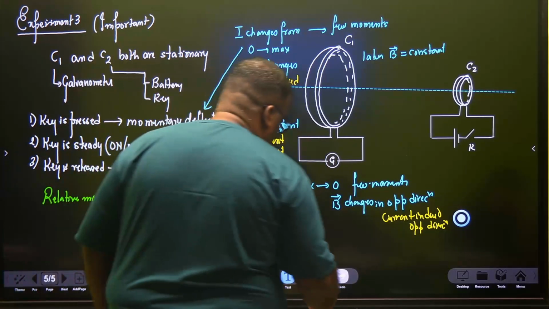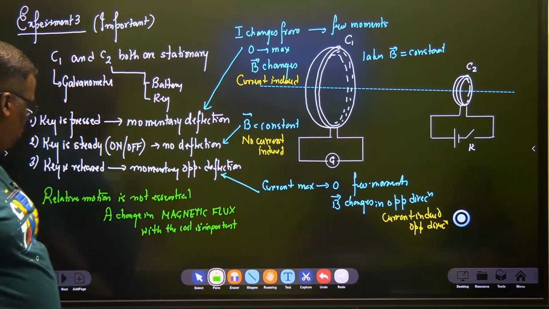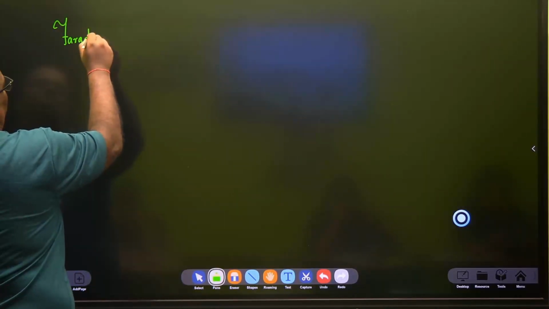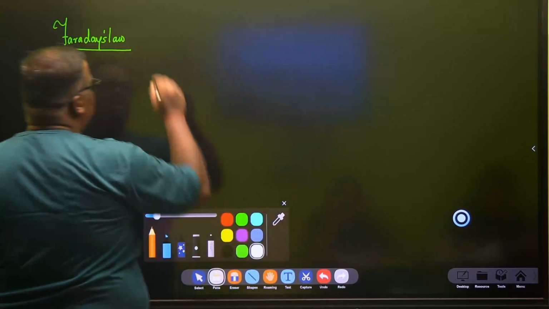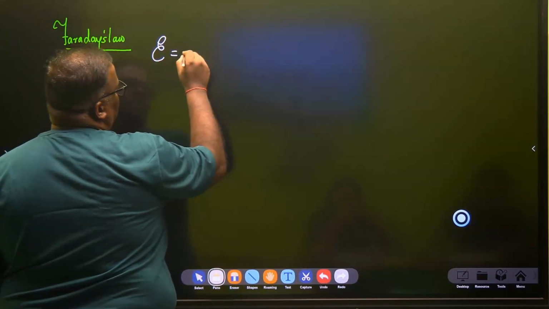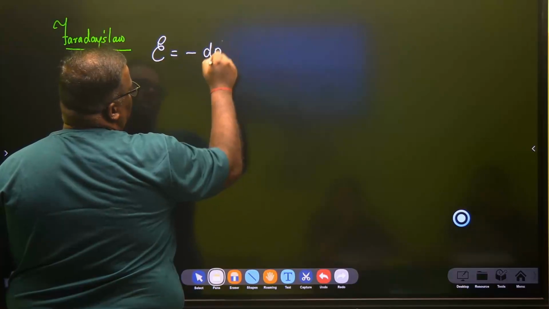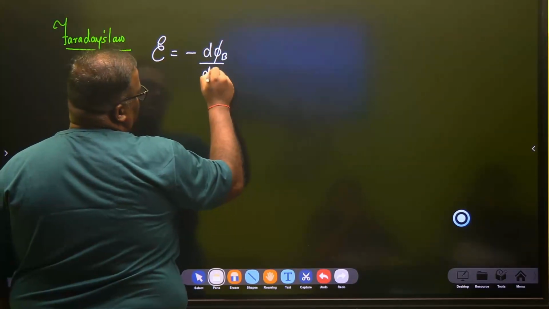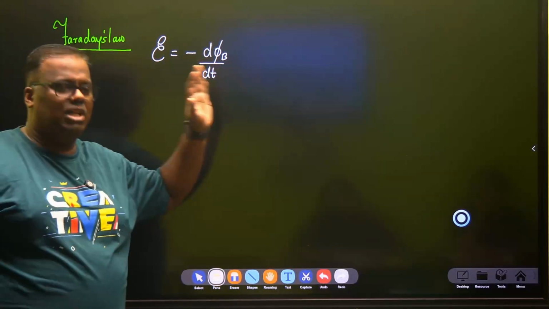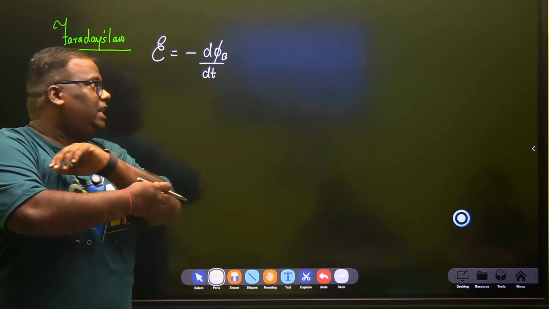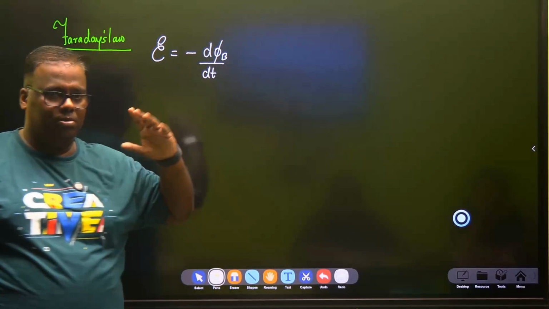And though we will study Faraday's law, can I change the screen? Though we will study Faraday's law separately, this is the basis on which Faraday's law is set up. Faraday's law means Faraday's law of electromagnetic induction. I won't define the law right now. It says that the induced EMF E is equal to negative d phi B by dt. Please understand. What is this negative? This also we'll study a little bit later from Lenz's law. Negative means, listen, what is negative all about?